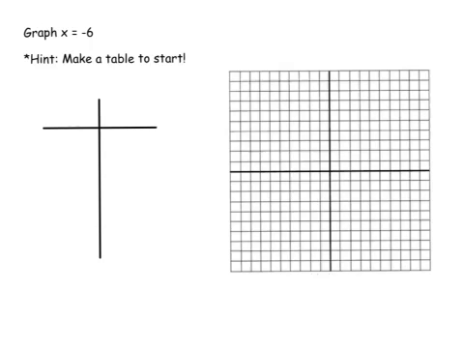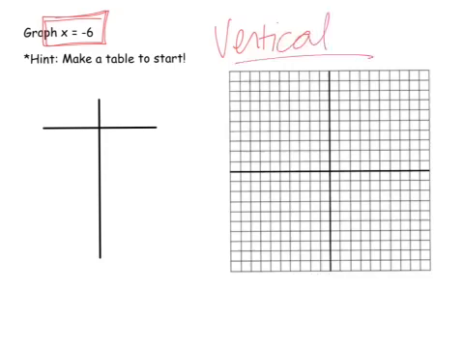Now, if we've done y equals a number, we know we got a horizontal line. So, using your best judgment, what do you think is going to happen when we have x equals a number? I hope you said we're going to get a vertical line, because that's exactly what will happen. We have our x's and our y's. So if you want to see it in a table form, notice it says x equals -6. That's the only value x can be.